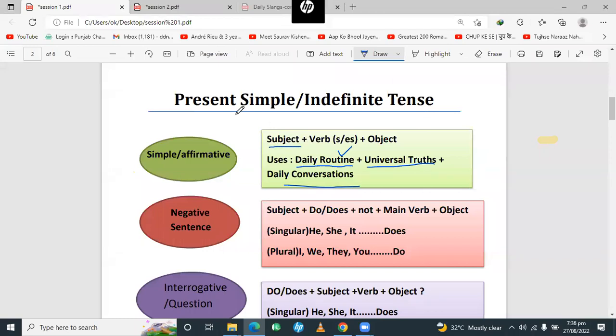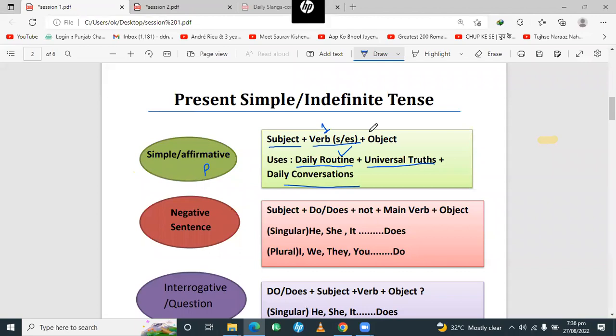Firstly comes subject. In present simple, simple category or affirmative category, or you can say positive category, the format is first comes subject, then comes the main verb. Which form of main verb? First form of main verb.